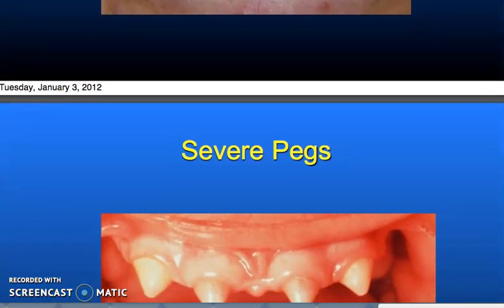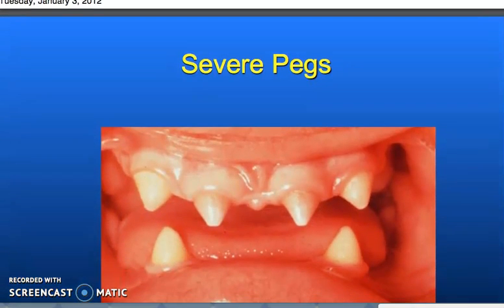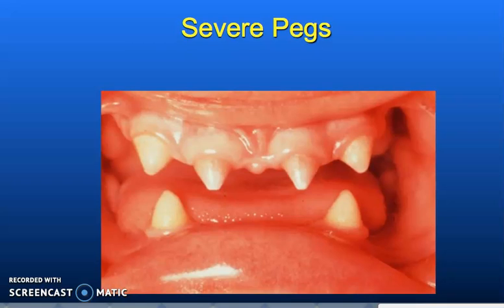So it's a developmental issue with the teeth. This is severe. This is a case that you're probably not gonna see in your career. This would be more maybe in a specialty type situation.